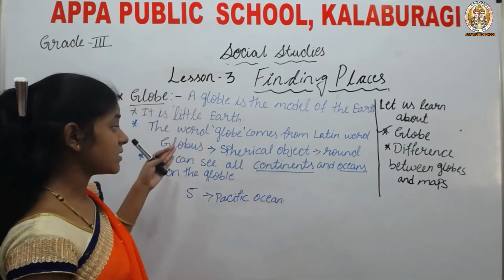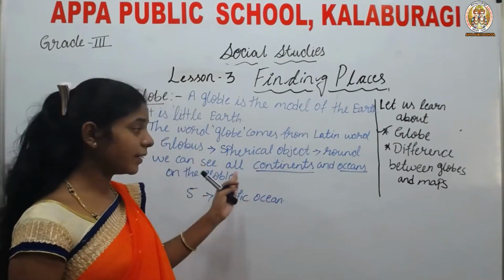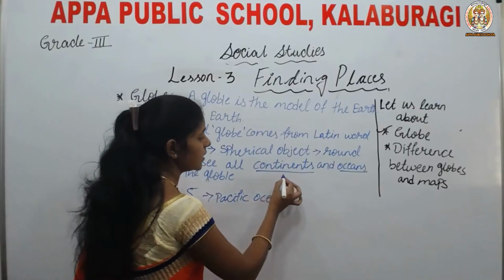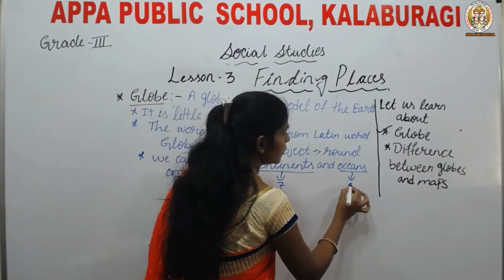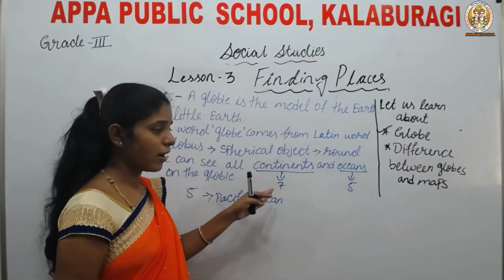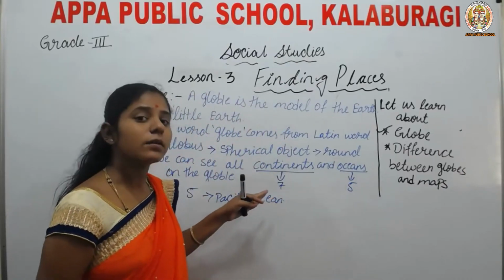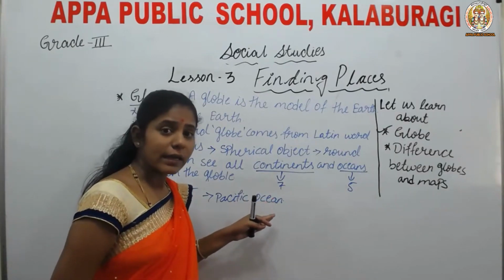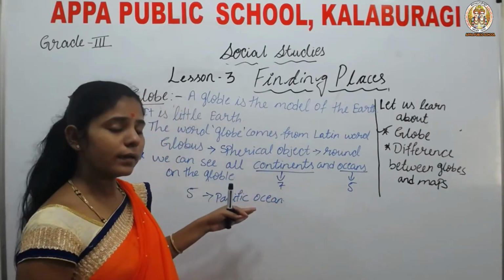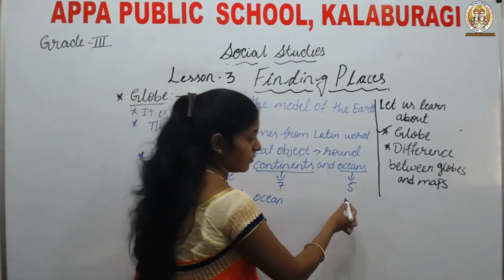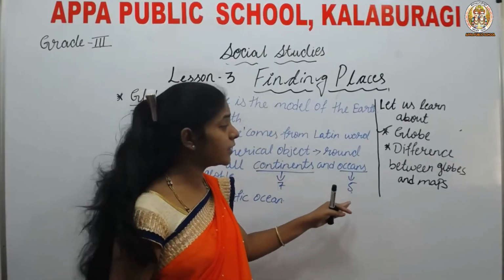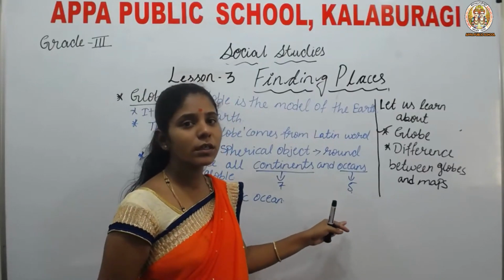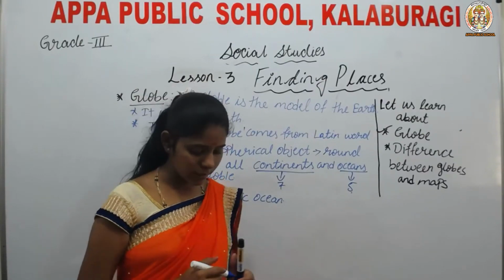We can see all the continents and oceans on the globe. 7 continents and 5 oceans. Asia, Africa, North America, South America, Antarctica, Europe, and Australia. Pacific Ocean, Atlantic Ocean, Indian Ocean, Southern Ocean, and Arctic Ocean.